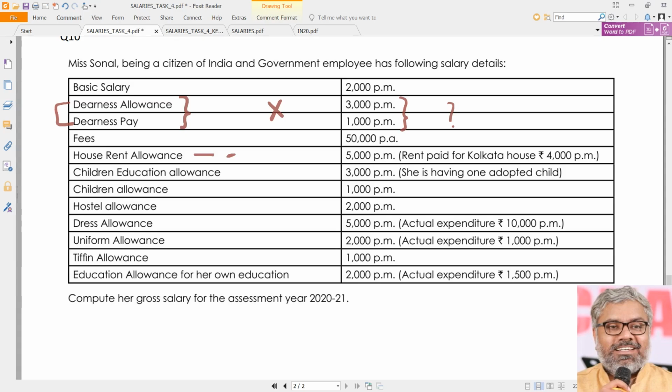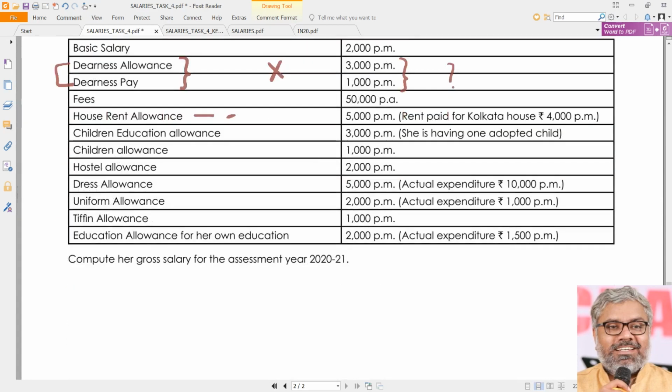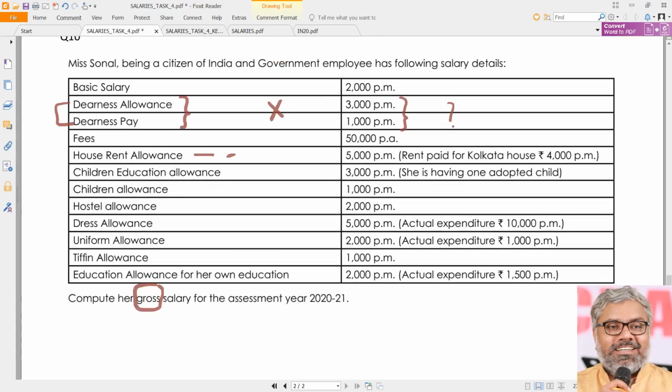And one more point I would like to draw your attention to, because in all these cases, what was asked is gross taxable salary. What do we say gross? When do we say gross? That means without giving standard deduction. So if some of you have in your calculations already given standard deduction, you should rectify that.